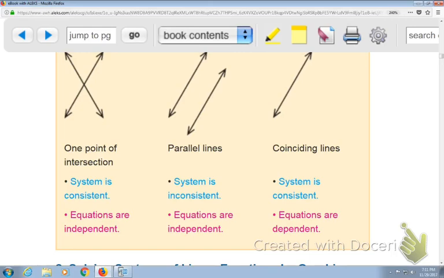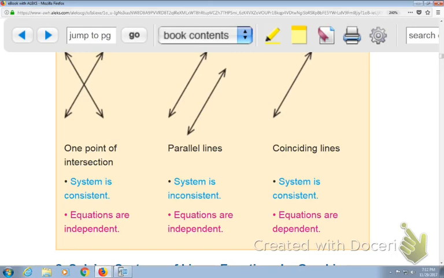The first and second cases, we say that the lines are independent, meaning that they are separate lines. Each is its own line. Therefore, they are independent. Whereas in the third case, we say they are dependent. If they're not independent, then they are dependent. Another one of those cute definitions.